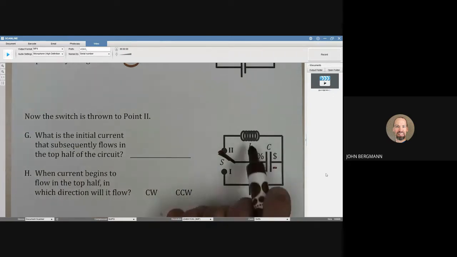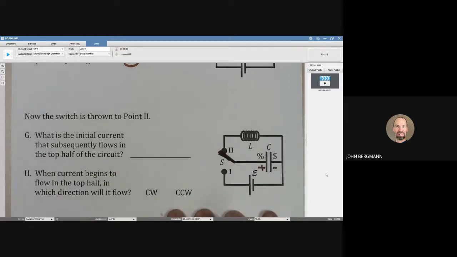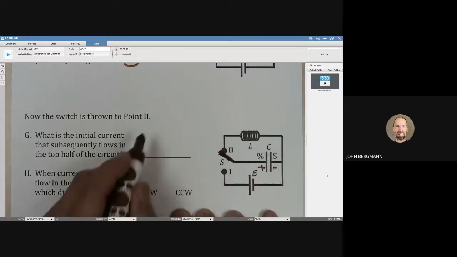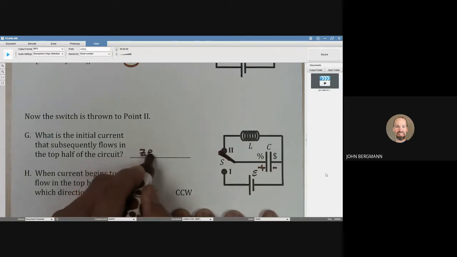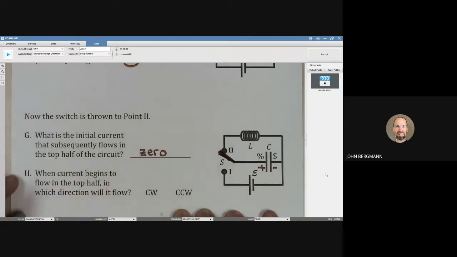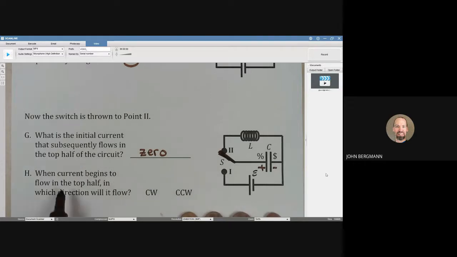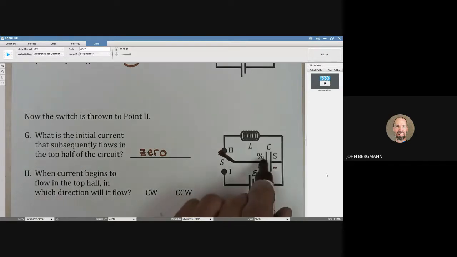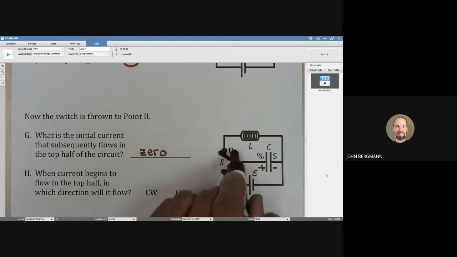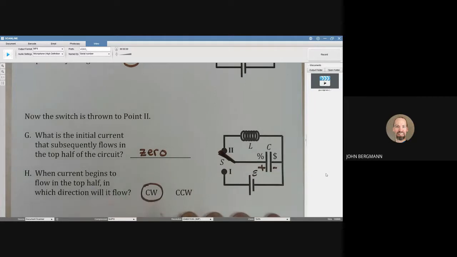Well, now we're taking into account the inductor. The inductor has had no current going through it. And now when we flip the switch up here, there's the potential for current to be flowing through that. But remember, inductors don't like change. And so for that first instant, they are successfully able to resist any change in that current. So there will be 0 current flowing there at that first instant. When it does begin to flow, it's going to flow away from the positive plate and toward the negative plate. I think it's going to flow clockwise.